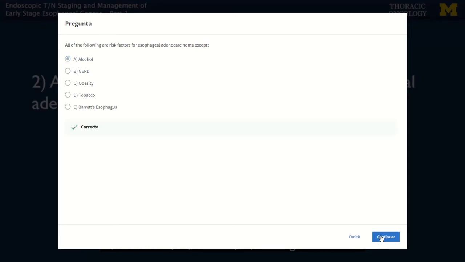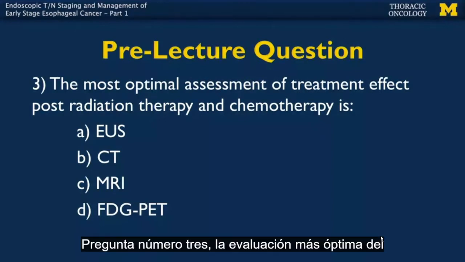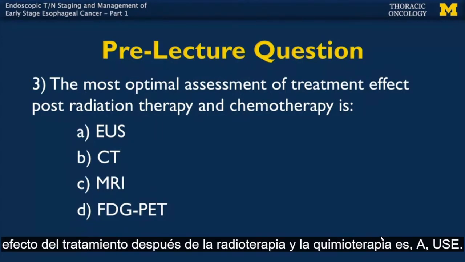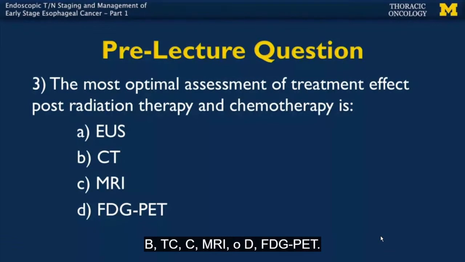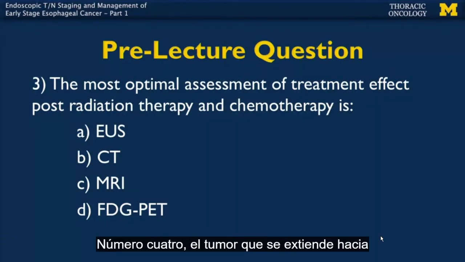Question number 3, the most optimal assessment of treatment effect post-radiation therapy and chemotherapy is A, EUS, B, CT, C, MRI, or D, FDG PET imaging.